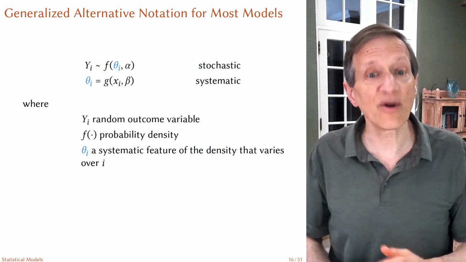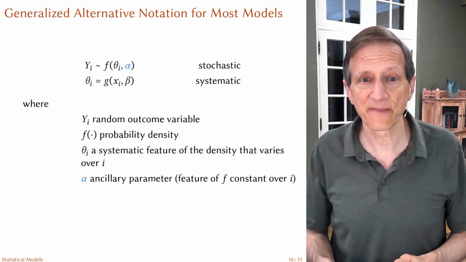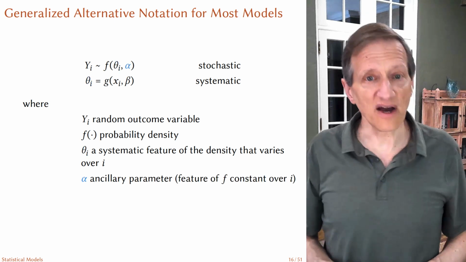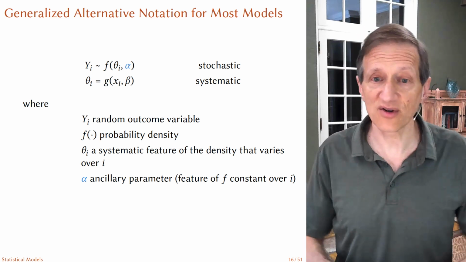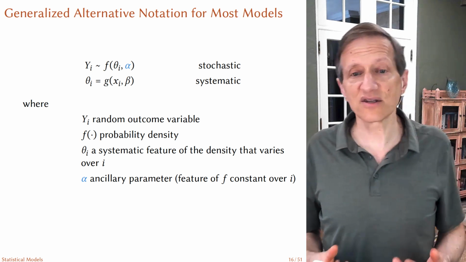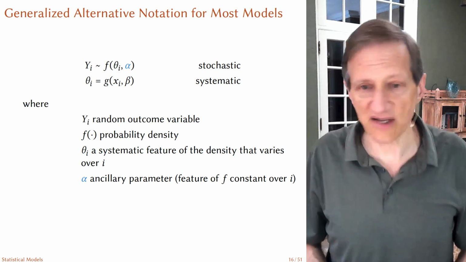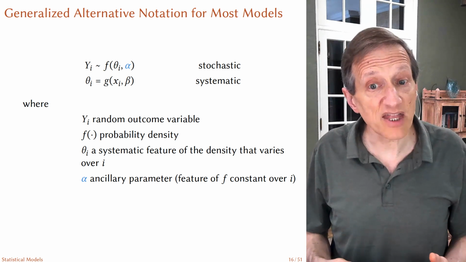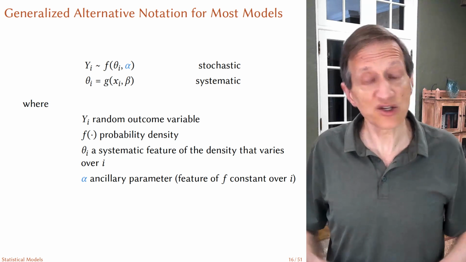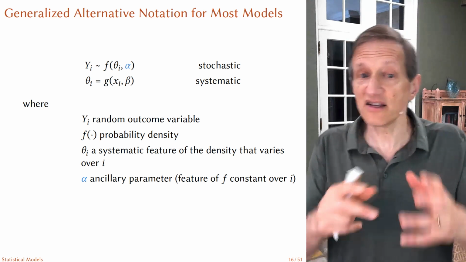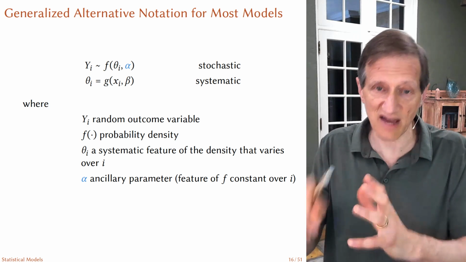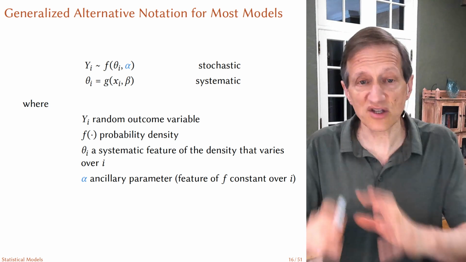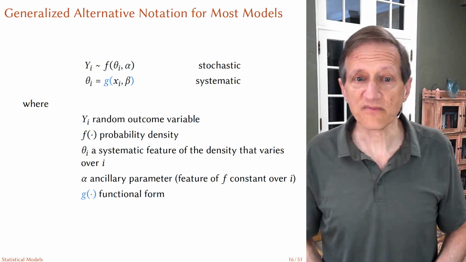So theta sub I can be lots of different things. Alpha is going to be some parameter. We're going to call it an ancillary parameter, which is the technical term. And the main thing is it's just some feature of the probability density that doesn't vary over I. So in regression, theta I is mu sub I, and alpha is sigma. So it's homoscedastic, doesn't have a subscript. So that's the only real distinction between the two.